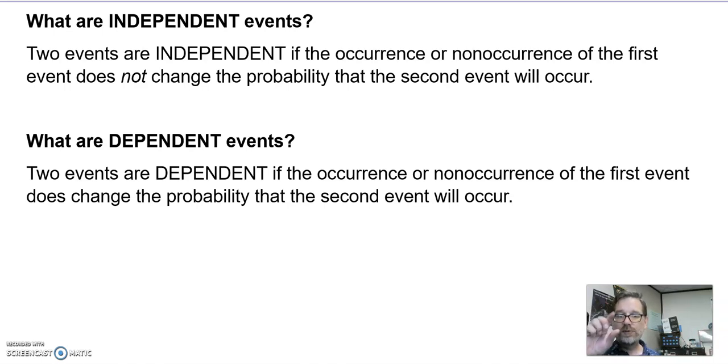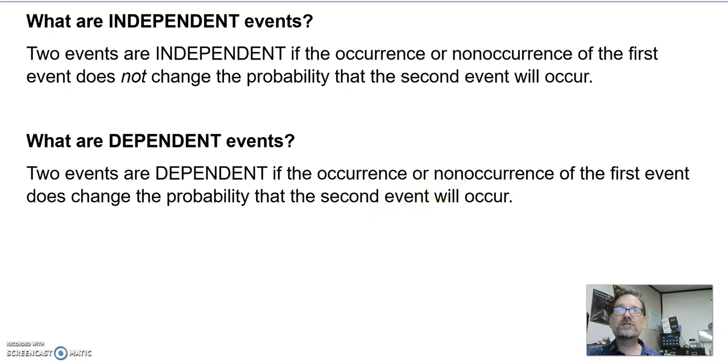Another dependent example is picking a card out of a deck and then picking a second card without putting the first card back, because now there are fewer cards to pick from. An independent event would be picking a card out of a deck, putting it back, and then drawing a second card. Or, independent events: I flip a coin and I pull out a rubber ball. Dependent events are when I'm pulling stuff from the same pot without putting it back.